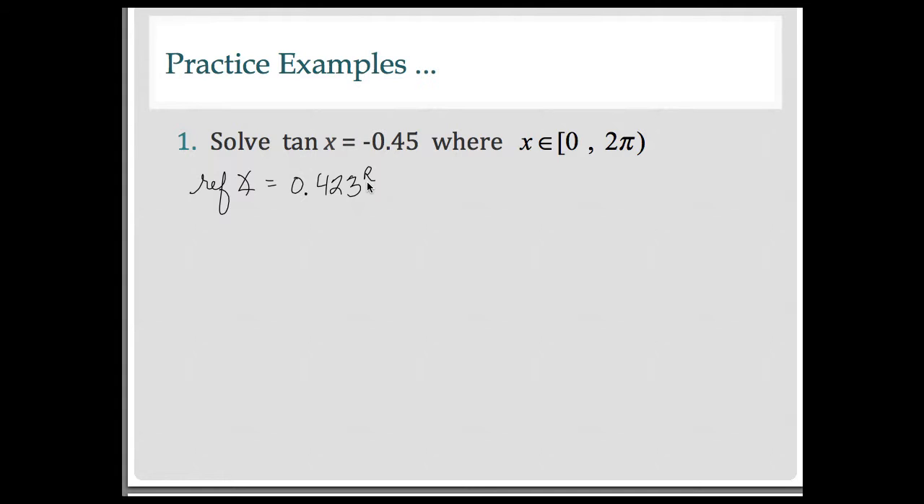So that's the first thing you'll want to do, is figure out your reference angle. Now we're going to figure out where our answers are going to lie. Well, remember, tangent is negative. So you need to think, in what quadrants is tangent negative? That's going to be the second quadrant and also the fourth quadrant. We're going to have an answer out of each one.